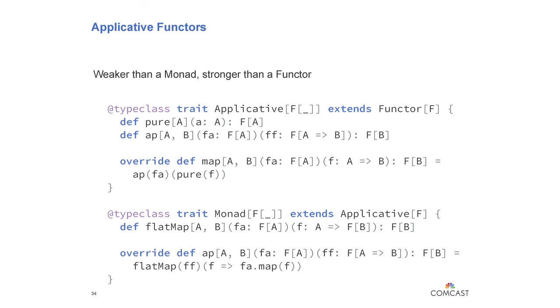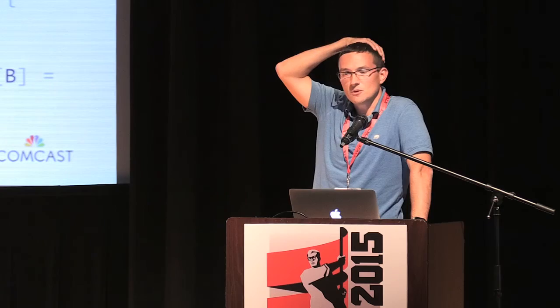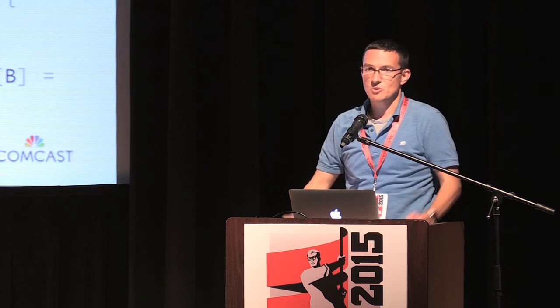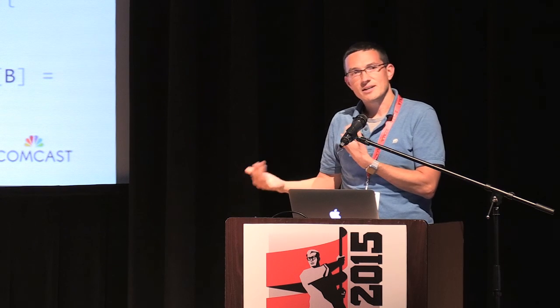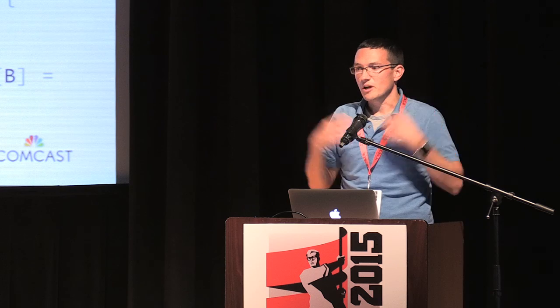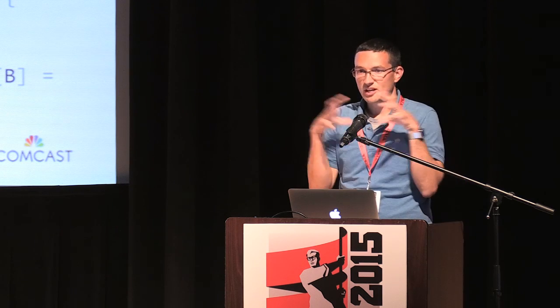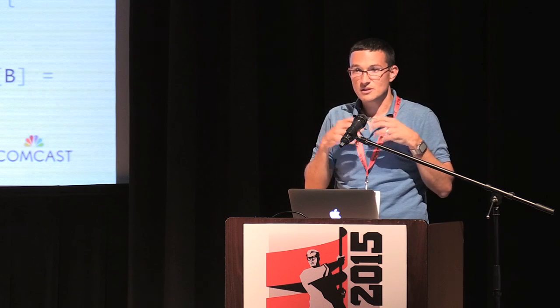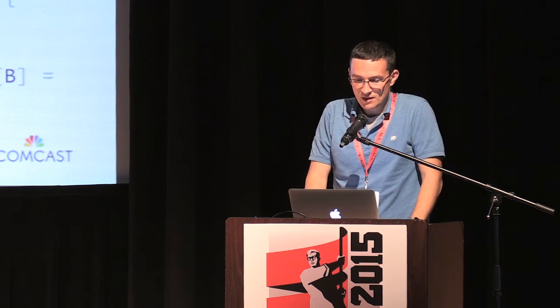I say that because there are many more data types that we could write valid, lawful applicative instances for than we could write lawful monad instances for. The monad laws are much stronger than our applicative laws. Or another way to put that is that an applicative is a generalization of a monad. Right? If we look at a monad and take away some of the structure that's required by the laws, we end up with something that's a little more general. We have this applicative functor.